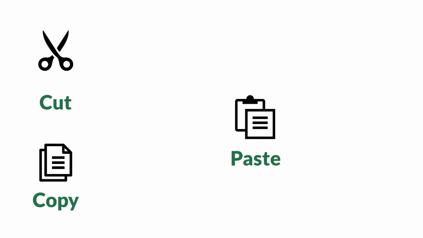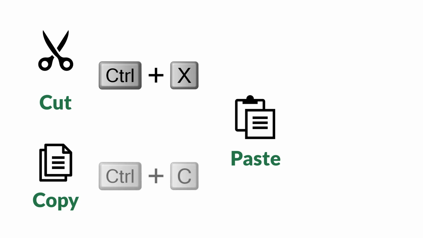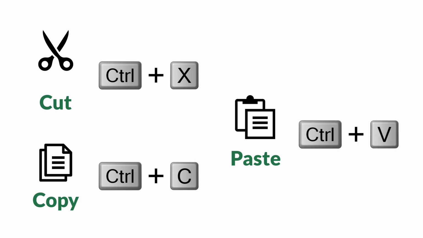These actions also have keyboard commands. When you have text selected, you can cut it by holding the Control key and pressing X on the keyboard. You can copy by holding down Control and pressing C, and you can paste text with Control and the V key.